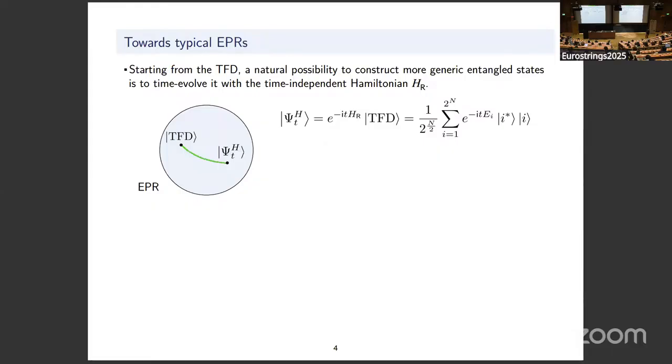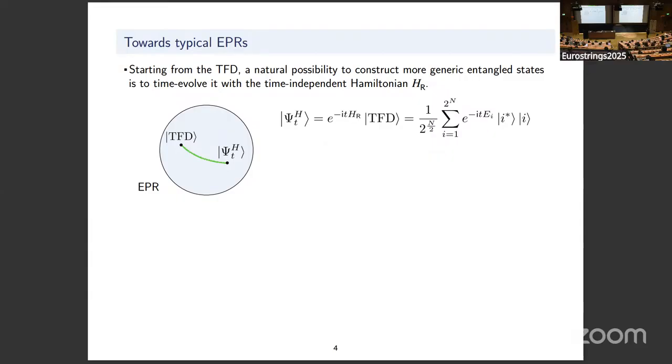Okay, so the goal is to start from the thermofield double, because the thermofield double is a state that we understand very well in holography, and from there try to build a generic entangled state of two black holes. The natural thing to do is to just take the thermofield double and time evolve it with some time-independent Hamiltonian. Okay, so this will produce a trajectory in this space of maximally entangled states, in this qubit example. And essentially, we will end up with some time-dependent state whose wave function looks like this.